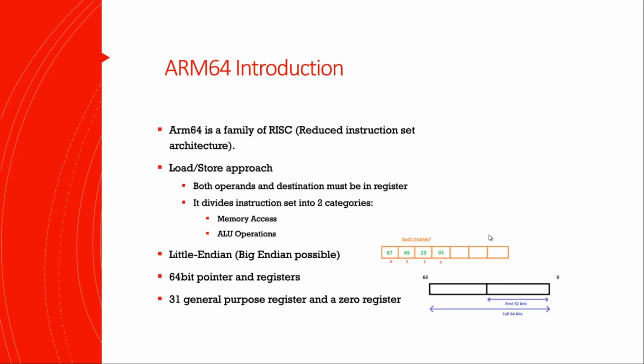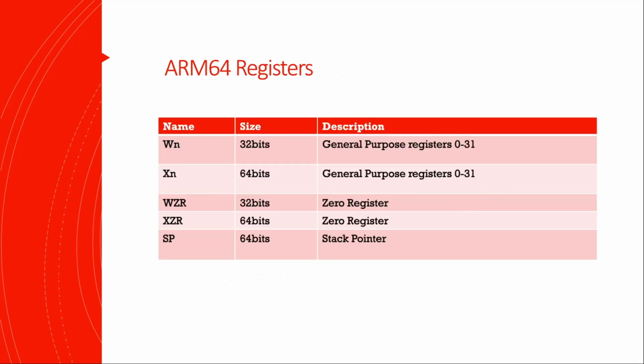Okay, then let's move on to the next slide. Here we will discuss the different ARM registers in a little bit more detail depending on their usage. As I have already told you, we have in total 32 general purpose registers which we denote using Xn or Wn, where X stands for 64-bit and W stands for 32-bit, and this n ranges from 0 to 31.